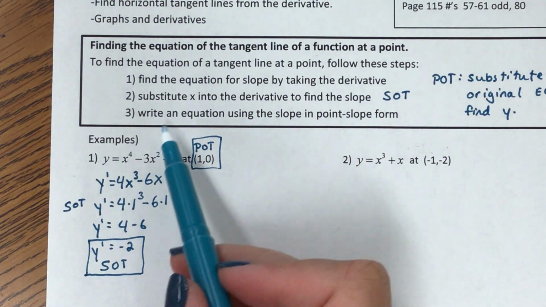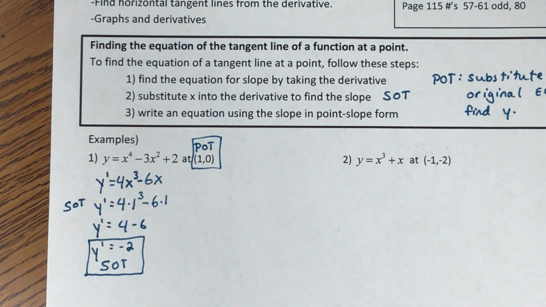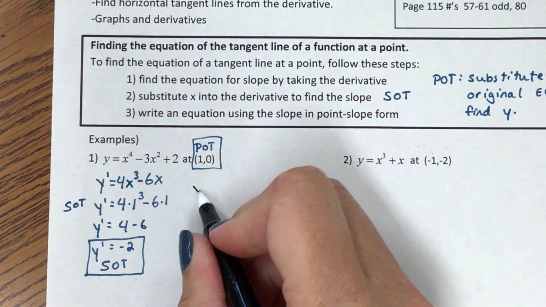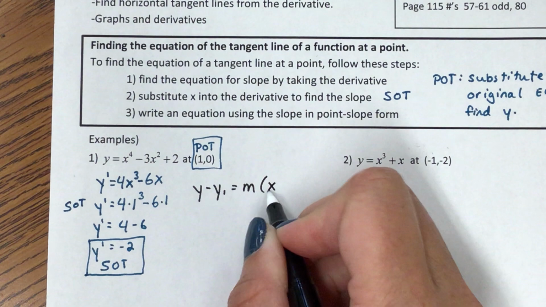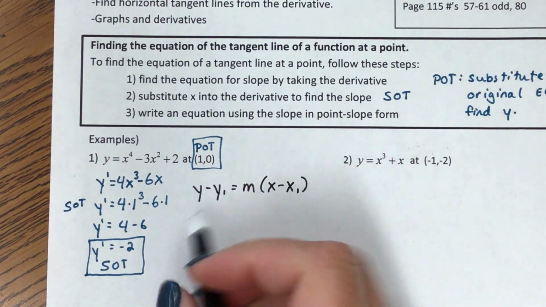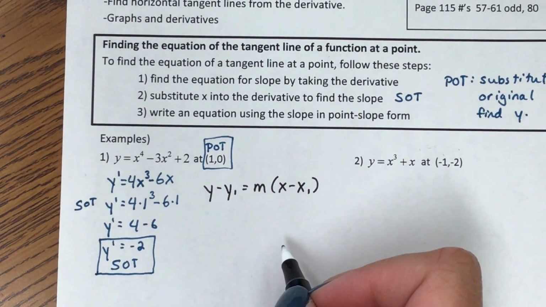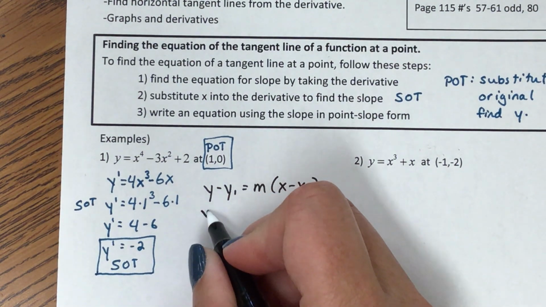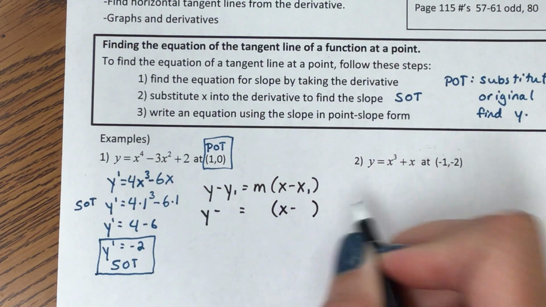Okay. Step 3, write an equation using the slope in point-slope form. So point-slope form starts out with the y minus y1 bit. I'm going to write it out with the whole thing, equals m times x minus x1. Make sure you've written that enough times that it is fully ingrained in your brain. The next thing I'll do is write out the skeleton form for it. That is just this part.